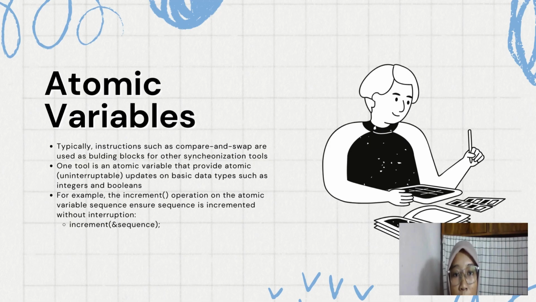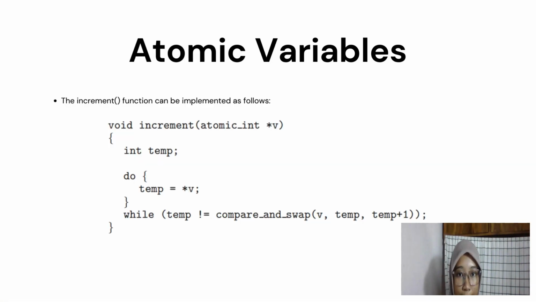Atomic variable. Typically, instructions such as compare and swap are used as building blocks for other synchronization tools. One tool is an atomic variable that provides atomic, or uninterruptible, updates on basic data types such as integer and boolean. For example, the increment operation on the atomic variable sequence ensures sequence is incremented without interruption. In an atomic variable, the increment function can be implemented as follows.